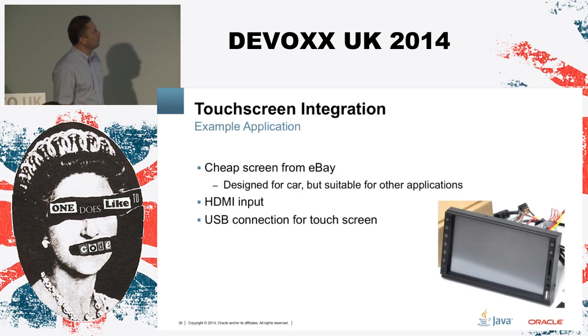This is just an example of a touchscreen that I used for a particular application. Bought it off eBay. It was actually pretty simple to integrate with the Raspberry Pi and using Java SE embedded and JavaFX. So I was able to have a touchscreen where I could control my application from that. Just used a USB, and it was pretty straightforward.